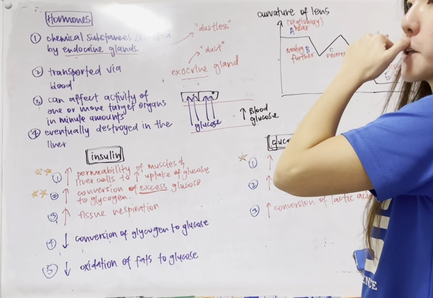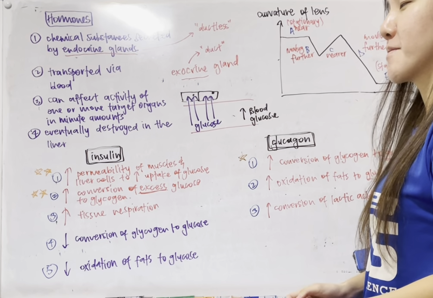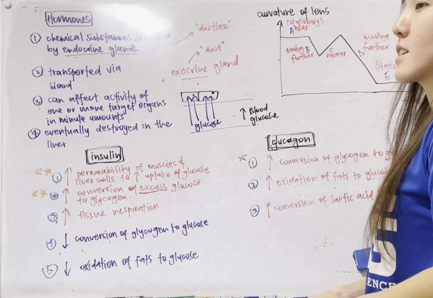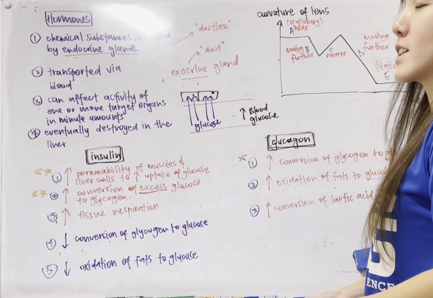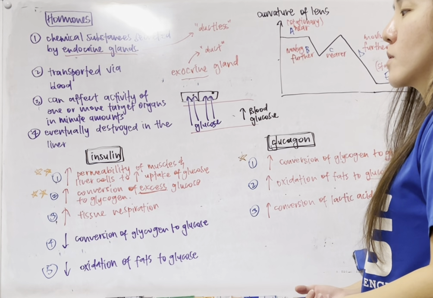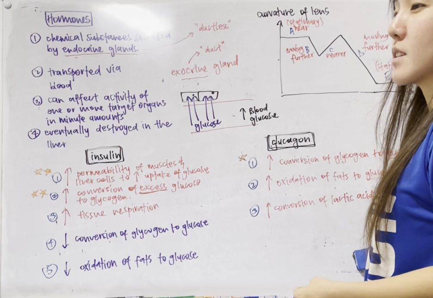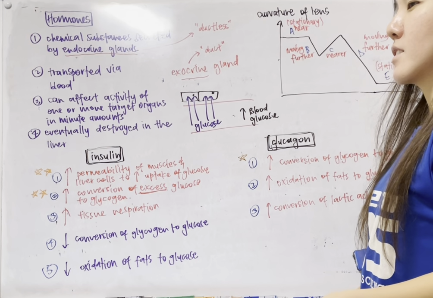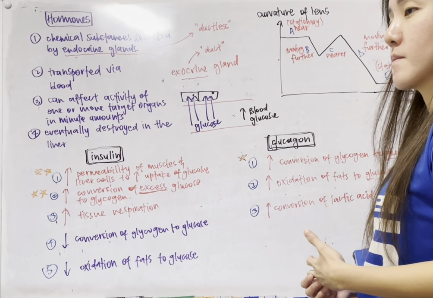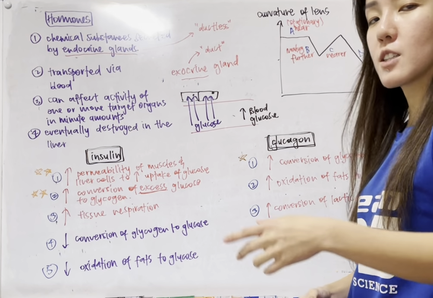Give me 2 functions of insulin. Increase the permeability of the muscle cells and liver cells to increase uptake of glucose. Next one, increase conversion of excess glucose into glycogen. Name me 2 other functions of insulin. Jensen? Insulin increases tissue respiration. What else? And decreases the conversion of glycogen into glucose. Oh, very good.